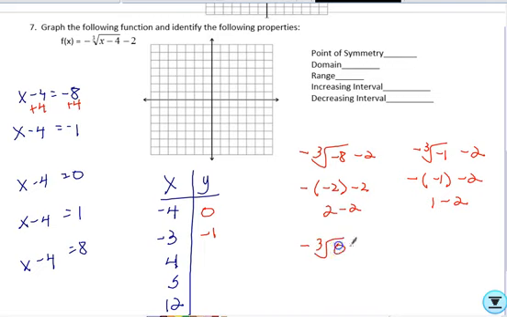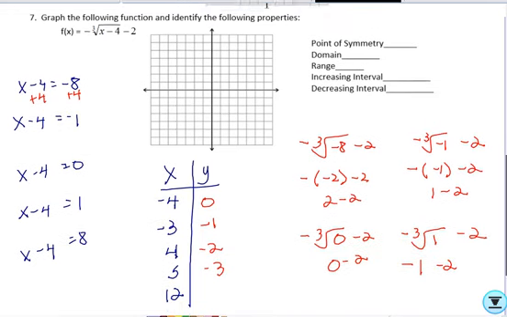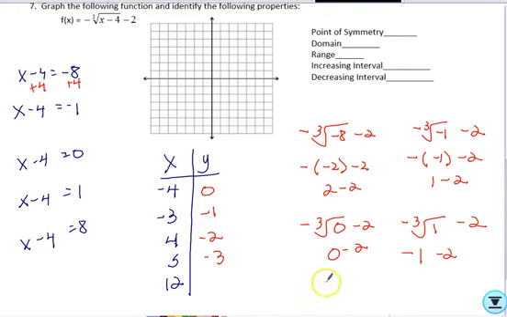Negative cube root of 0. That's just 0. Negative cube root of positive 1. This negative carries down. Cube root of 1, 1. It's negative 3. And then lastly, negative cube root of 8. So negative cube root of 8 is 2. Negative 2 minus 2, negative 4.